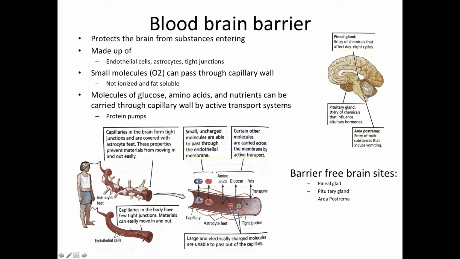The absence of the blood-brain barrier at the area postrema of the lower brainstem allows toxic substances in the blood to trigger a vomiting response. And lastly, we have the pineal gland. The pineal gland also lacks a blood-brain barrier and is therefore open to the hormones that modulate the day and night cycles this gland controls. So remember that these three areas in the brain do not have a blood-brain barrier.